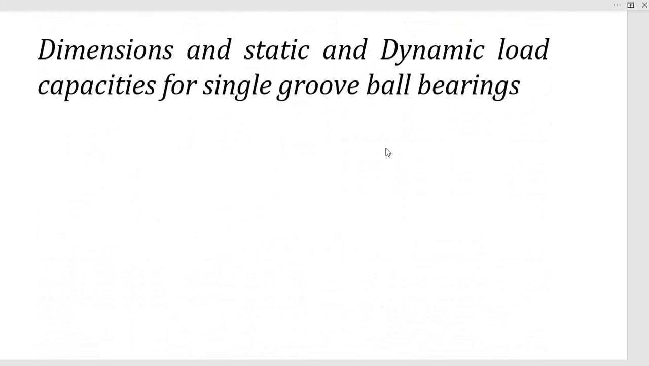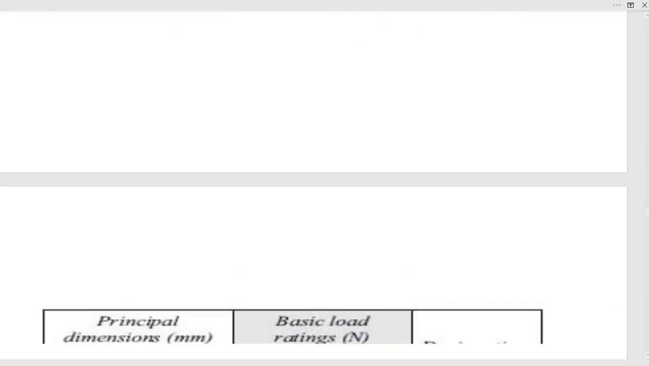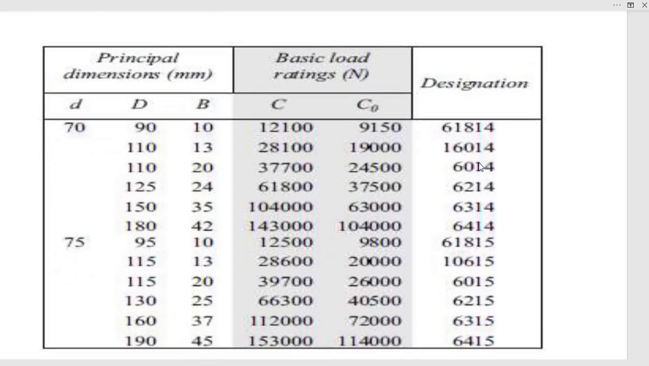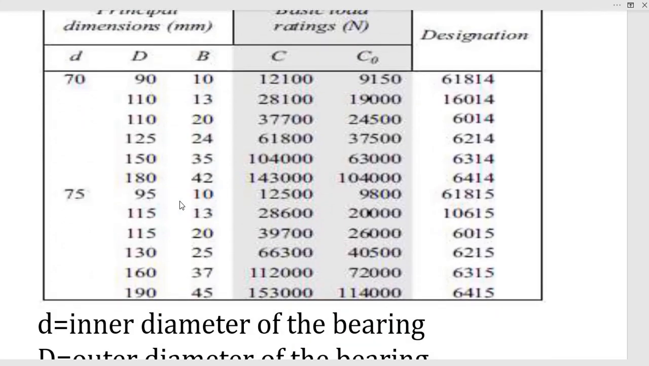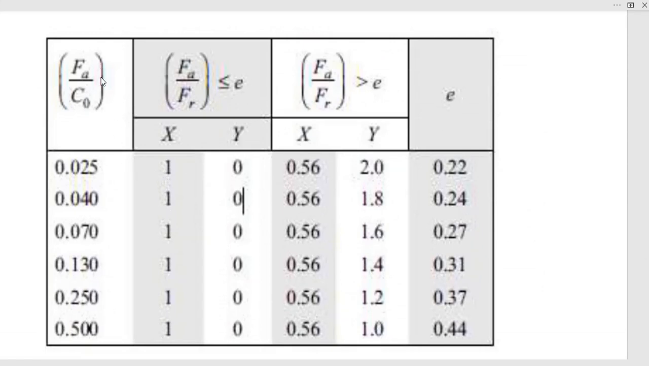The dimensions and the static plus dynamic load capacities for single row deep groove ball bearings are shown below. We have the inner diameter, the outer diameter, and the axial width of the bearing, then the basic load ratings, then the designation of the bearing with the diameters that have been chosen, and we have the 75, which is the diameter being talked about in the question. Then we also have other constants that we need to look at.